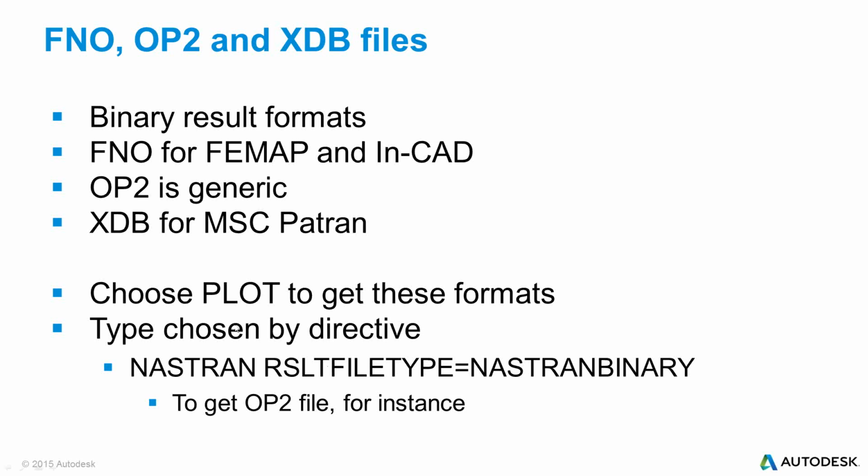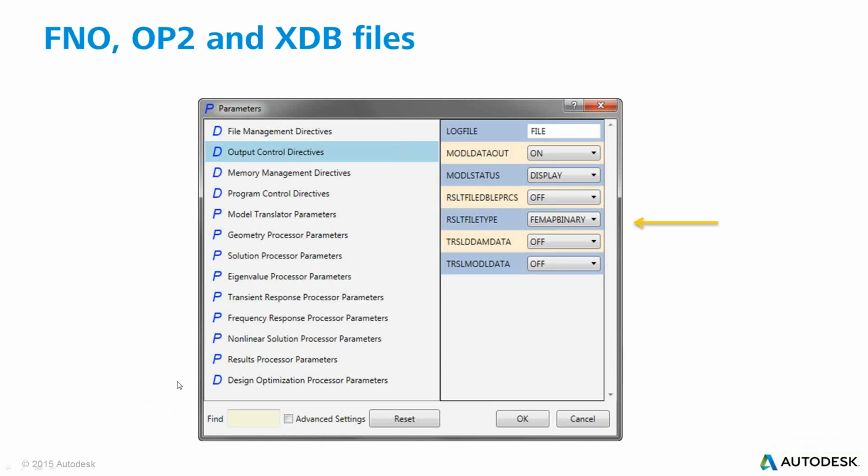In order to get those in the form we looked at, you choose plot, and that will give you those results. And then which type you actually get is chosen by a directive. There's a Nastran directive called result file type, and then you give it the type. Nastran binary, for instance, is an OP2 file. And you can either go through the parameters box to put this up, and I'll show you that, or you can do this by simply adding a line to your data deck, and I'll give you a quick example of that at some point.